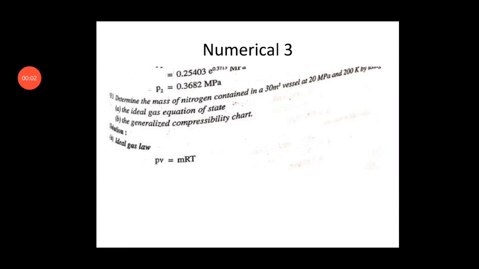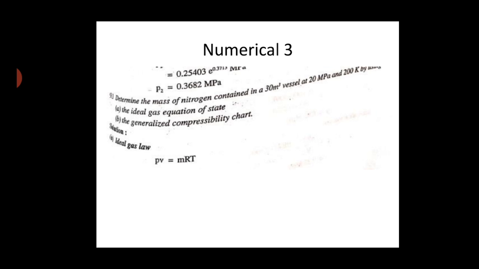Hello students, now we shall look at one more numerical on real gases. Determine the mass of nitrogen contained in a 30 meter cube vessel at 20 megapascal and 200 Kelvin by using A. the ideal gas equation of state and B. the generalized compressibility chart. So there is a vessel with a volume of 30 meter cube. In that nitrogen is stored.